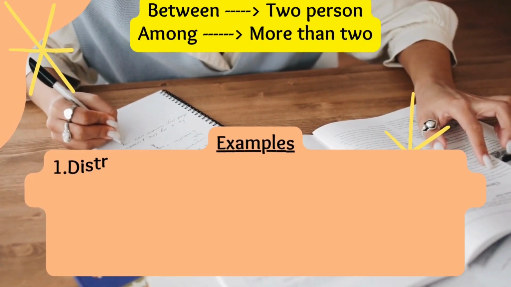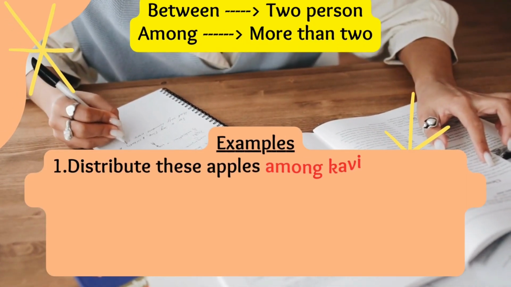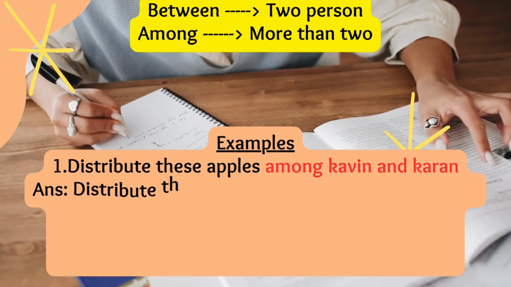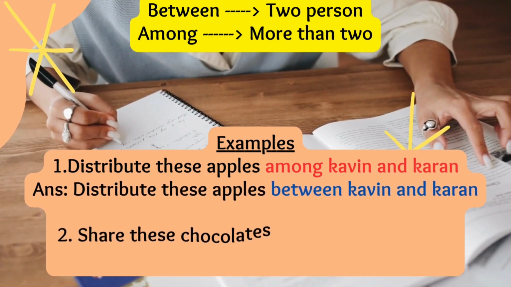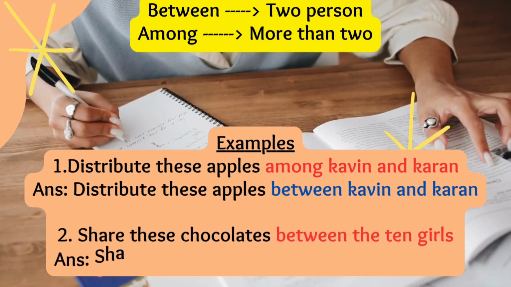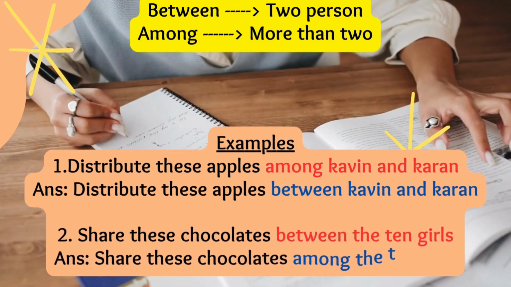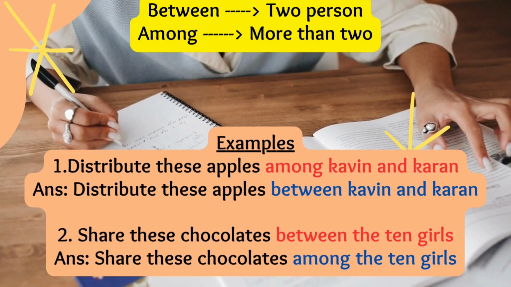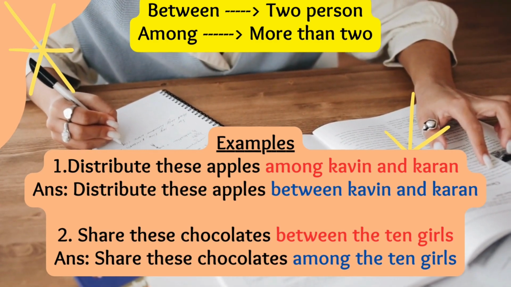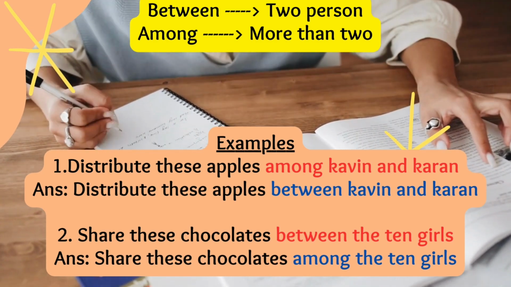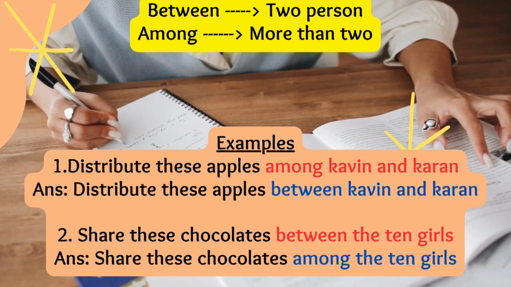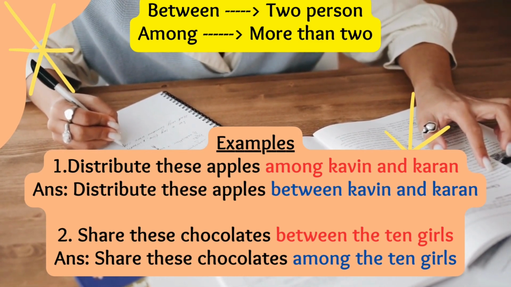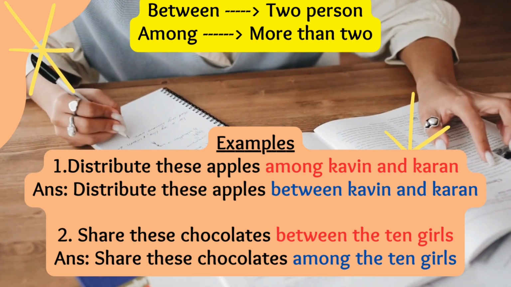We need to use the word between for two persons, two things, or two objects, and so on. We need to use the word among when we have more than two persons, objects, or things. Let us see examples. First one, "Distribute these apples among Kavin and Karan." Here we have Kavin and Karan, only two persons. So we need to replace among by between. Answer: Distribute these apples between Kavin and Karan.